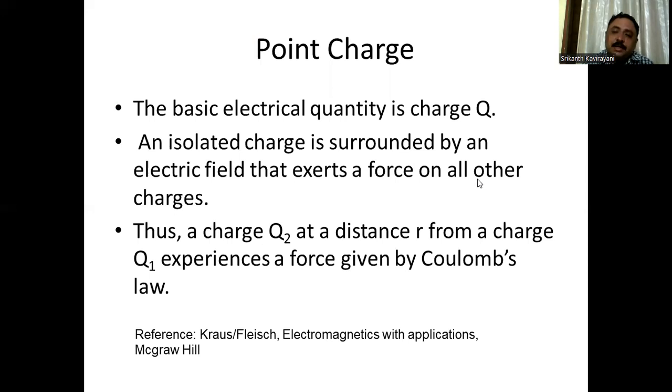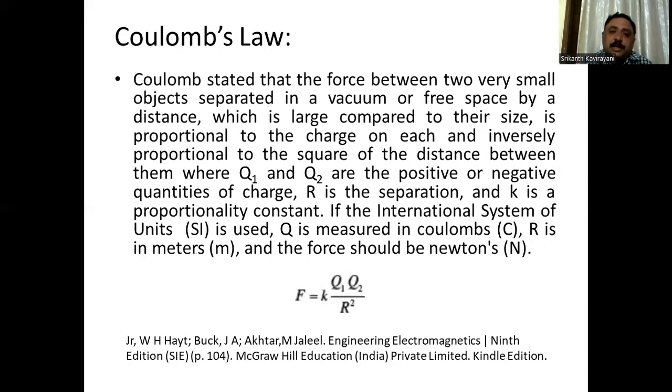This can be understood by the formula formulated by Coulomb, who stated that the force between two very small objects separated in a vacuum or free space by a distance which is large compared to their size is proportional to the charge on each and inversely proportional to the square of the distance between them, where Q1 and Q2 are the positive or negative quantities of charges, R is the separation and K is the proportionality constant. In the international system of units, SI units, Q is measured in coulombs, R is in meters, and the force is in newtons.